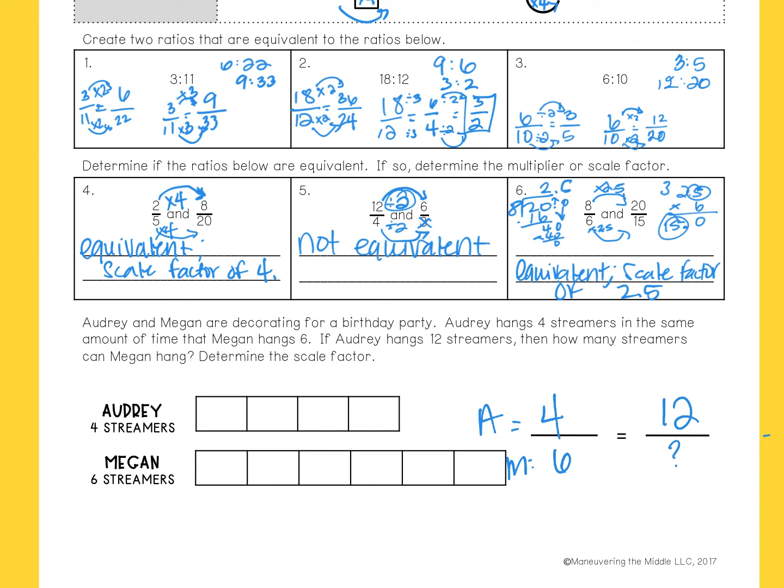So, to find my answer, if Audrey goes from 4 to 12, I know that I can multiply 4 by 3 to get to 12. So, if I do it to the top, I have to do it to the bottom. And 6 times 3 equals 18. So when Audrey hangs 12 streamers, Megan will hang 18 streamers.